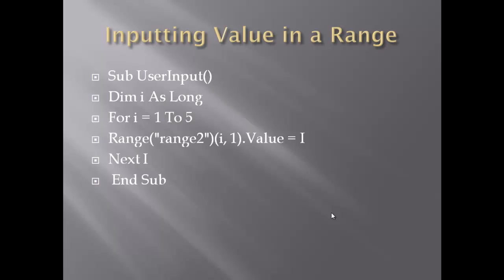So a range is a 2D figure. So we have x comma y. So this would put in 1, 2, 3, 4, 5 in the first column. So this is what this function would be doing.